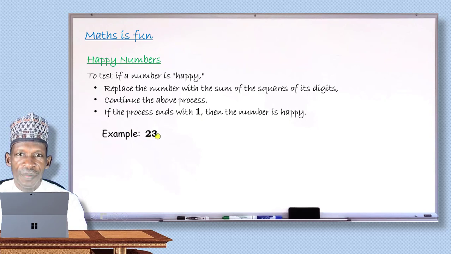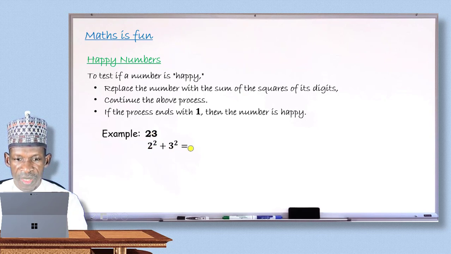One of the happy numbers is 23. If we are to test this, we have to replace this number by the result of 2 square and 3 square added together. 2 square plus 3 square. What will be the result? I'm replacing this number by the result. 2 square will be 4. 3 square will be 9. And adding 4 and 9 gives me 13.